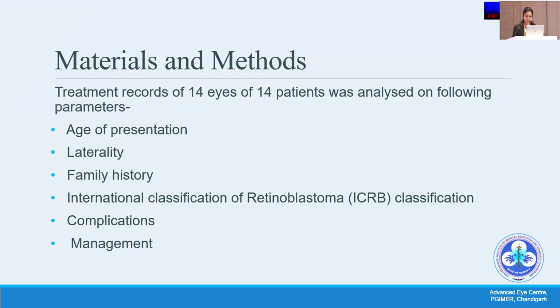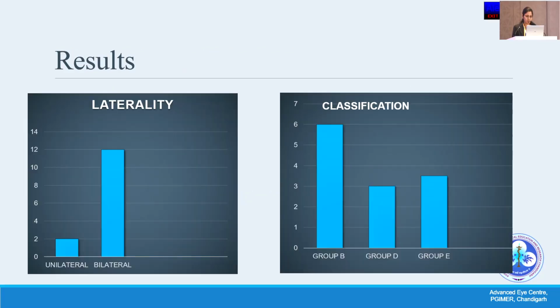Treatment record of 14 eyes of 14 patients was analyzed on following parameters: the age of presentation, the laterality, the family history, international classification of retinoblastoma, complications, and how we manage them. So coming on to the results, foremost, there were 2 patients which were unilateral retinoblastomas and the rest 12 were bilateral cases of retinoblastoma. Family history was present in 4 patients and absent in 10 patients.